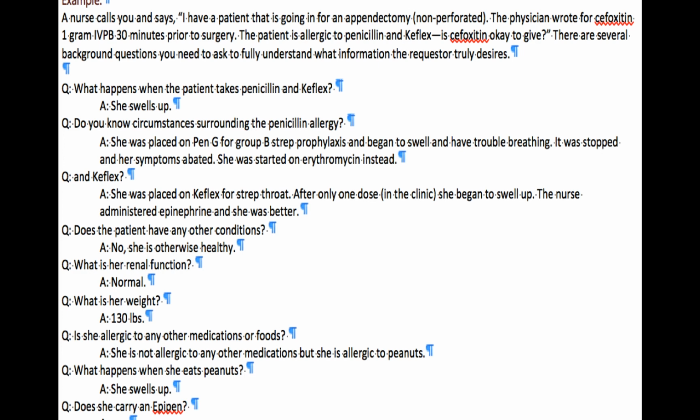This information tells you she is sensitive to penicillins and first-generation cephalosporins and reacts strong enough to carry a dose of epinephrine to peanuts. The true question is not only is it okay to give cefoxitin, but also is there a better choice than cefoxitin in a patient who is truly allergic to penicillin and Keflex.